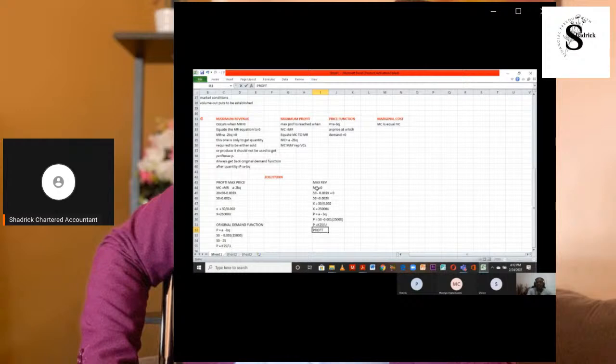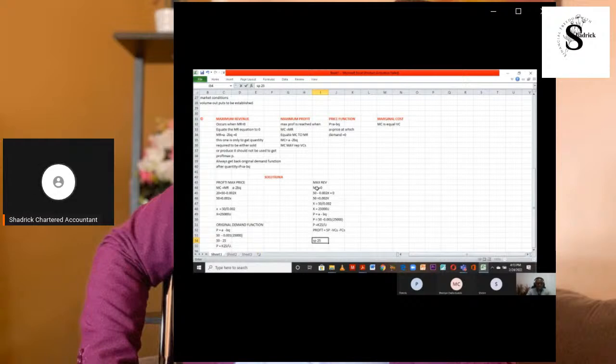Profit is equal to, remember, selling price minus variable costs minus fixed costs. That is profit. So profit is equal to selling price minus variable cost minus fixed cost. So what do we do? What is our selling price? So let's go to our selling price. Our selling price is how much? It's 25.